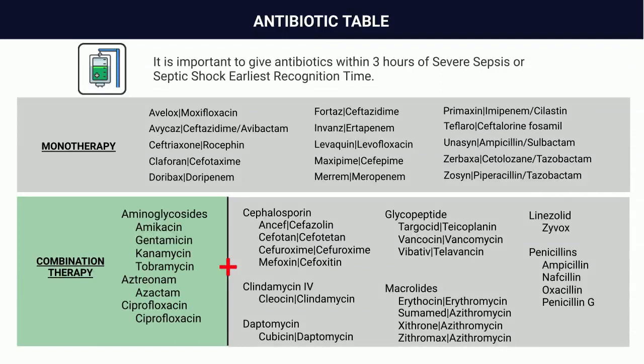As previously mentioned, it is important to administer antibiotics within 3 hours of severe sepsis or septic shock earliest recognition time. Always consider giving the antibiotics that have the shortest duration. To name a few, the most common antibiotics you may see are ceftriaxone, Levaquin, Maxipime, Unasyn, or Zosyn.